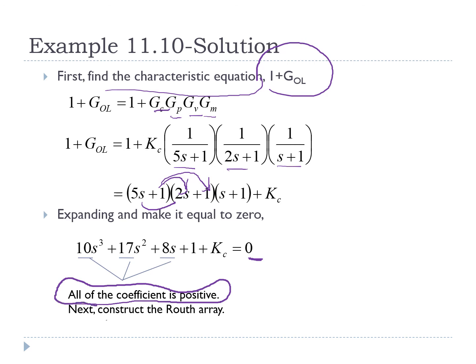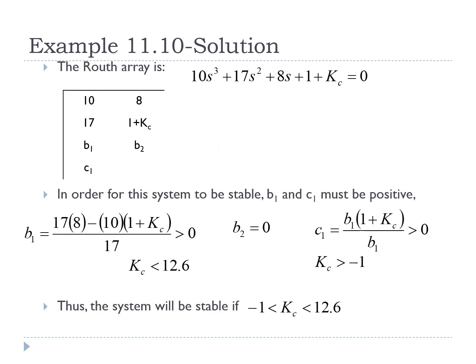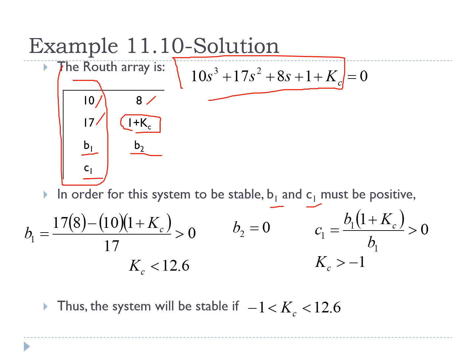Next, construct the Routh array in order to find the value of Kc. So this is the characteristic equation. Now you need to arrange it in the Routh array. So put 10, 17, 8, and 1 plus Kc. And then you need to find the value of B1, C1, and B2. In order for a system to be stable, all the elements in the left column must be positive. So your B1 and C1 must be positive.